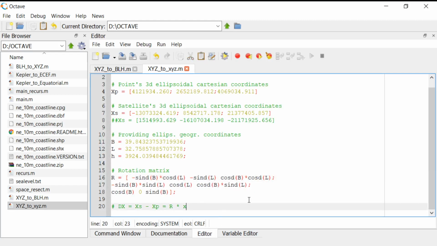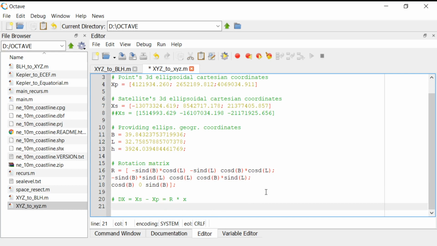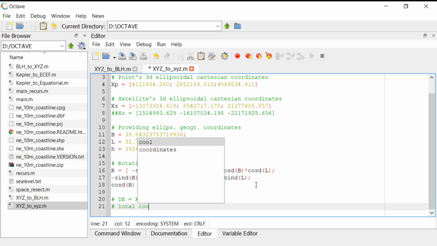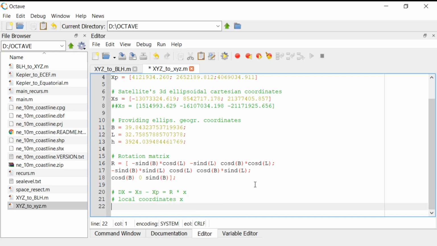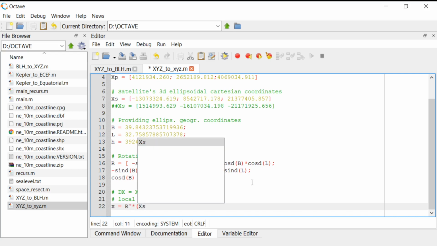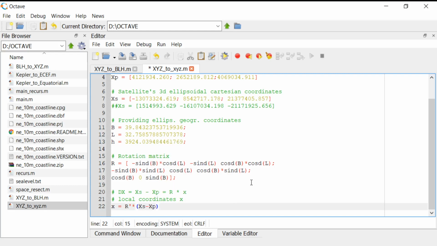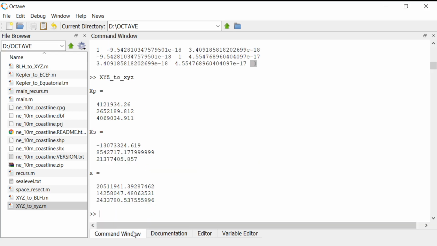Now we need to compute the local coordinates then. So these are the local coordinates x, and this will be computed by R transpose times the satellite position minus my point position. So let's now calculate this. As you can see, these are the three components in the local coordinate system: x, y, and z.